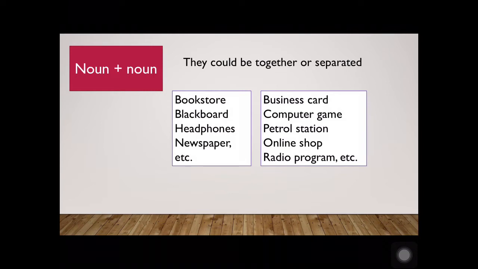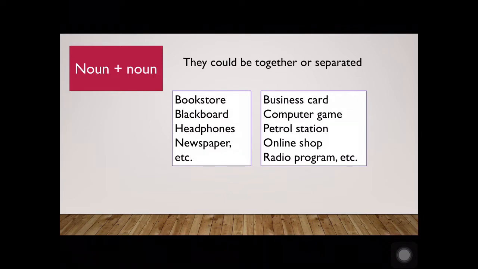And also you have the words that go separated, but they also have a specific meaning. If you don't put one word with another, they don't have a meaning. For example, business. You can have business car, business company, business whatever, but you need another word to have a complement. Computer game, petrol station, online shop, online movies, online books, radio program, etc.